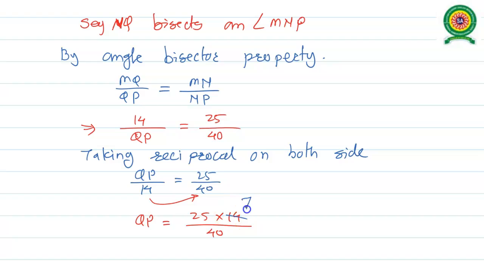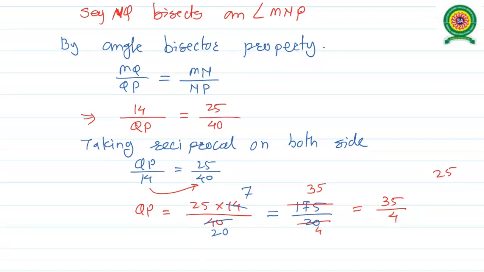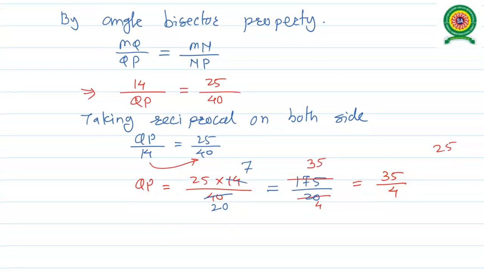Now 2 sevens are 14 and 2 fours are 8, hence 14 by 40 becomes 7 by 20. So 25 into 7 is 175, divided by 20 as it is. Now both numerator and denominator are divisible by 5. 5 threes are 15, remainder 2, it generates 25, 5 fives are 25. 5 fours are 20. So we get 35 divided by 4. Now divide 35 by 4. We get QP equals 8.75. Hence our answer is QP equals 8.75.